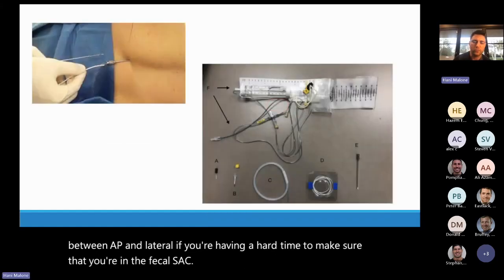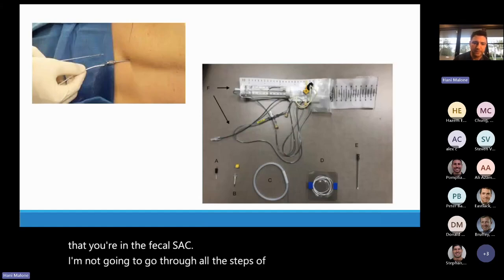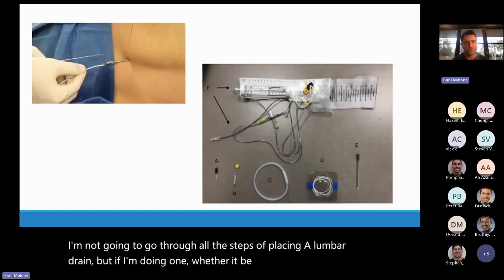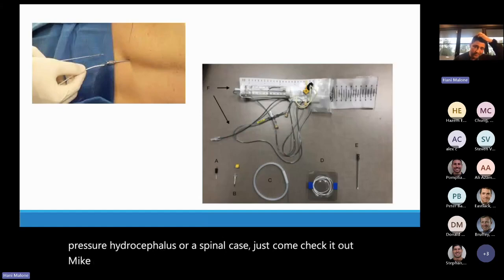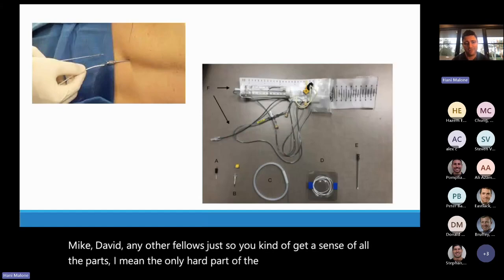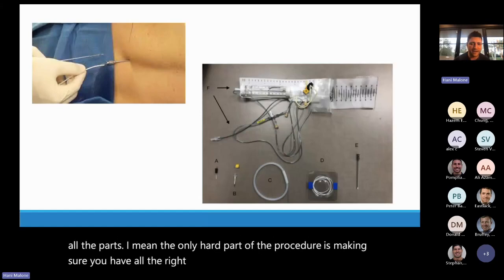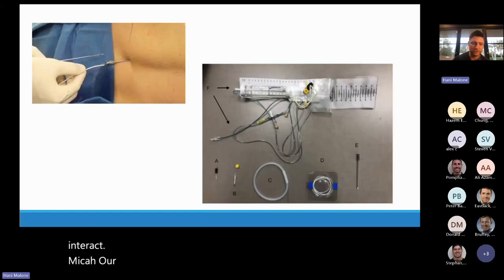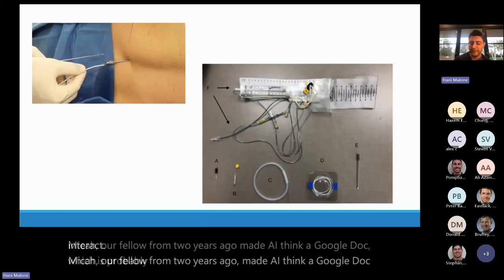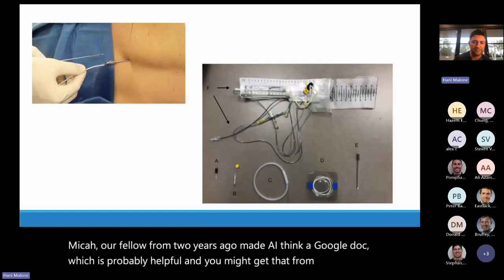I'm not going to go through all the steps of placing a lumbar drain, but if I'm doing one, whether it be for normal pressure hydrocephalus or a spinal case, just come check it out, Mike, David, any other fellows, just so you get a sense of all the parts. I mean, the only hard part of the procedure is making sure you have all the right supplies and you know how they all interact. Mike, our fellow from 2 years ago, made, I think, a Google Doc, which is probably helpful, and you might get that from him, just about the steps and the supplies.